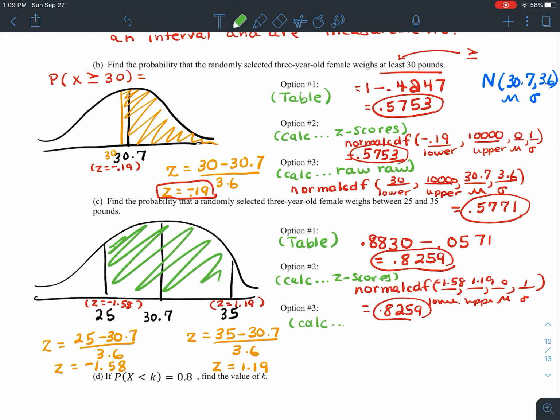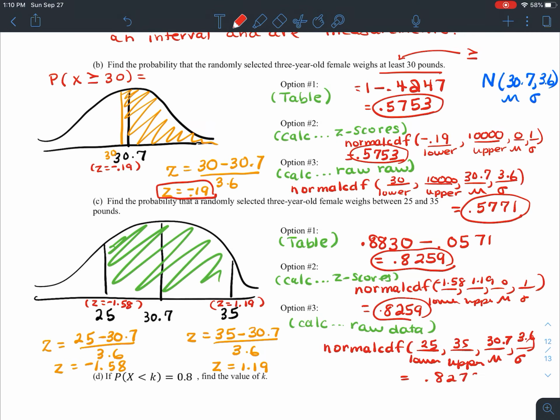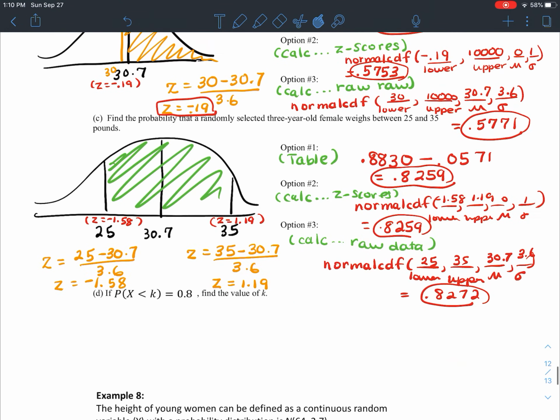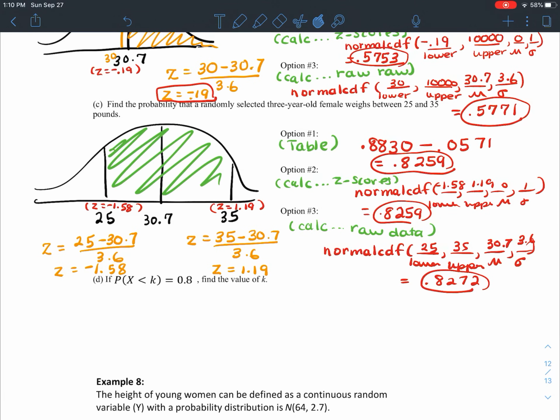And then our last option, and again, I would argue that this would probably be the best option to use, would be to use the normal CDF feature, but to use the raw data. So now we're using 25 pounds as the lower, 35 pounds as the upper, the 30.7 pounds as our mean, and the 3.6 pounds as our standard deviation. And that typed in gives us just a slightly different answer than the first two, but very close, 82.72%.